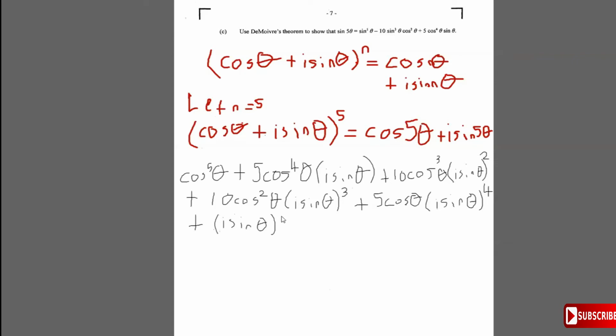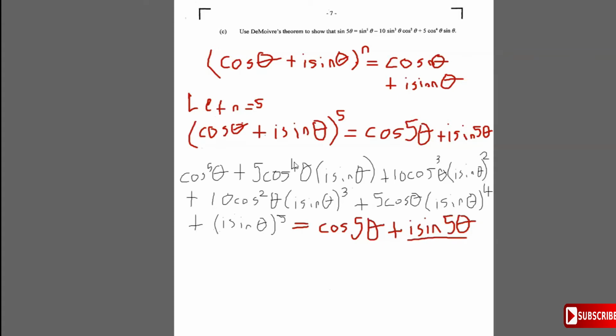Nice. So finally we finish expanding all of this. Then what do we do next? What we do is equate it to the right hand side, which was just cos 5 theta plus I sine 5 theta. Now, they want sine 5 theta, so that means you're going to equate your imaginary parts.